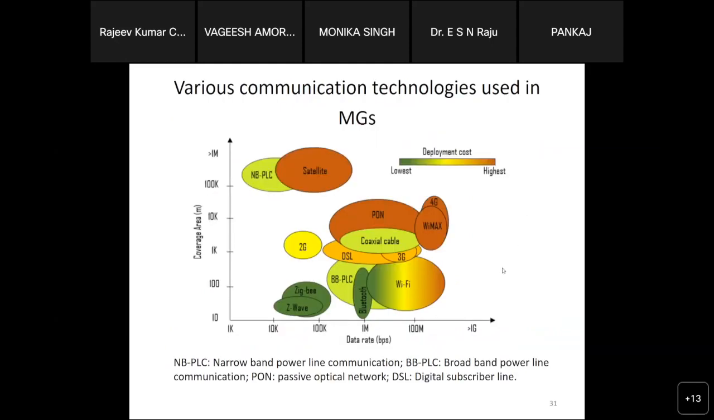These are the various communication technologies that are used in the microgrid. As we can see, this figure gives the data rate as well as the coverage area. When we go with a larger coverage area, we have to go with a higher data rate. Likewise, we can decide based on the area the microgrid occupies, and based on that, we can choose what type of communication technology to use.